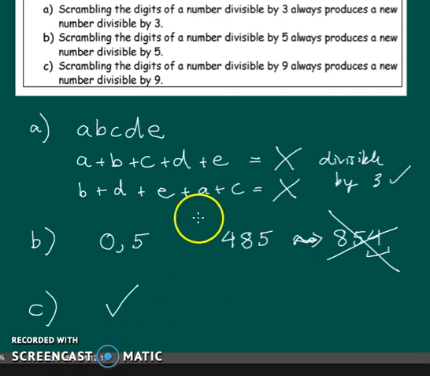Notice, what's the difference between A, B, and C? In A and C, the rule is adding all the digits together, whereas for B, for the 5s, we are specifically observing certain digits, specifically the last digit, which is why scrambling it would not yield another number divisible by 5 necessarily if we end up with a different number at the end.